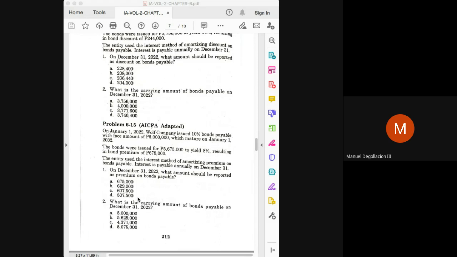What's the second thing we need? We need the interest expense. And using the effective interest method, how do we arrive at the interest expense for the year? You simply multiply the previous carrying amount with the effective rate. How much is the initial carrying amount of the bond? Since we are dealing with the first year, we will be using the initial carrying amount. The initial carrying amount is 5,675,000 multiplied by 8%.